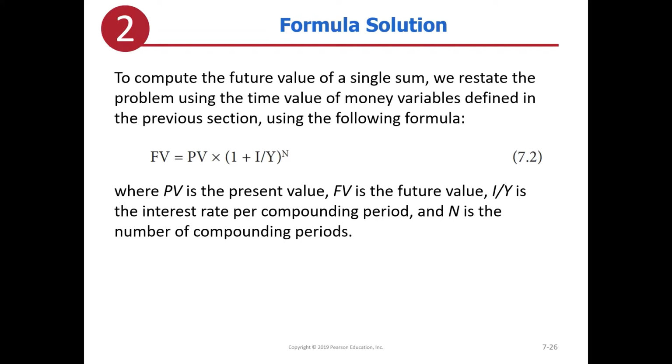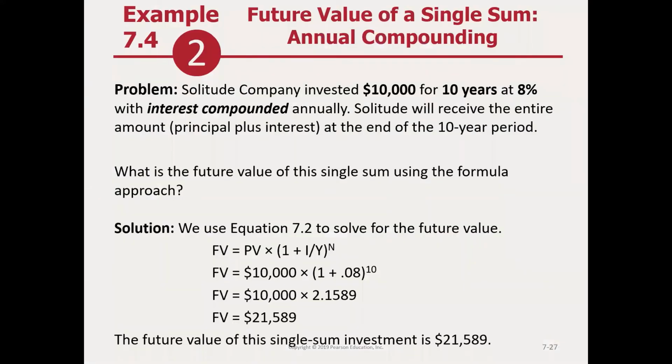And you'll see in the next slide how we illustrate the annual compounding in 7.4. So here in 7.4, there's a problem. Solitude Company invested $10,000 for 10 years at 8% with interest compounded annually. Solitude will receive the entire amount, which is the principal plus the interest, at the end of the 10-year period. So what is the future value of this single sum using the formula approach?